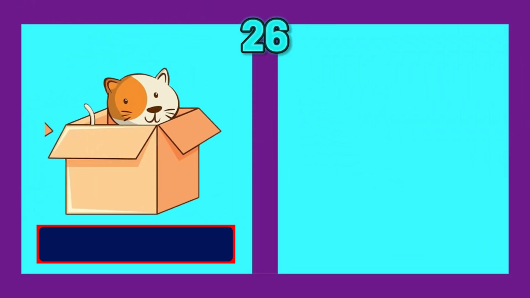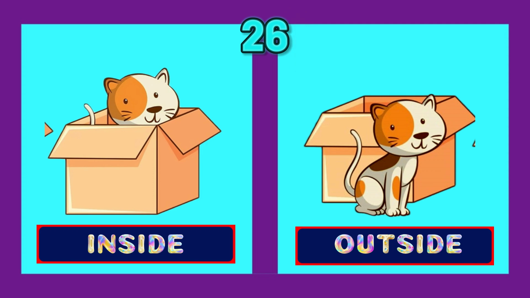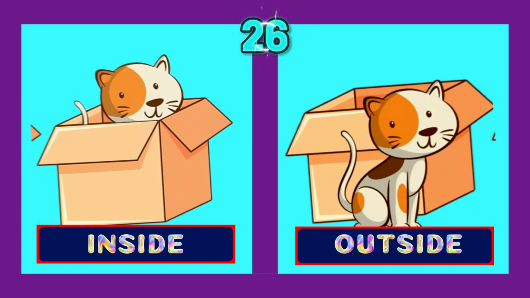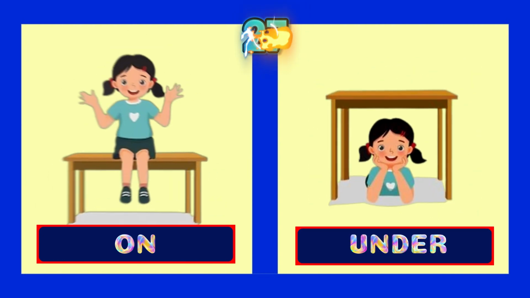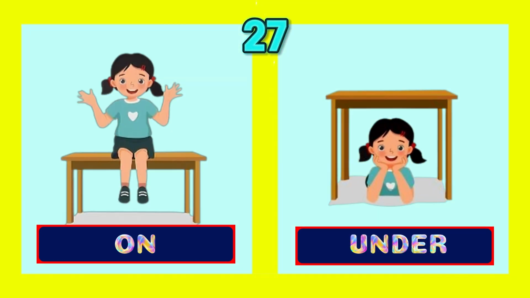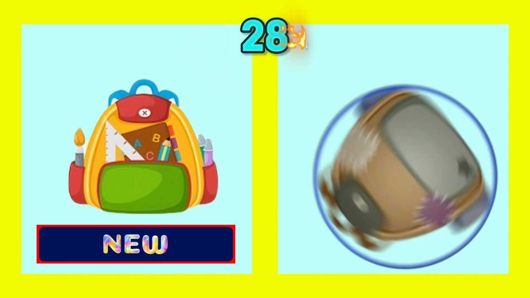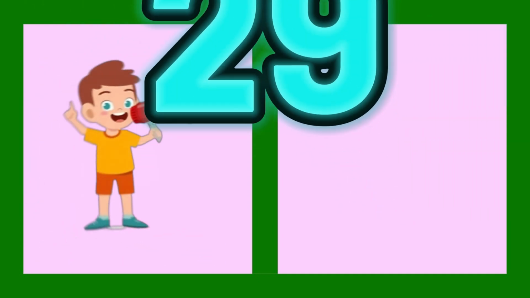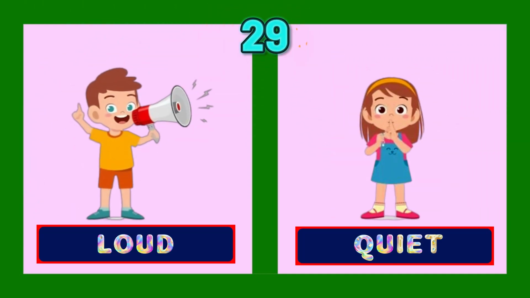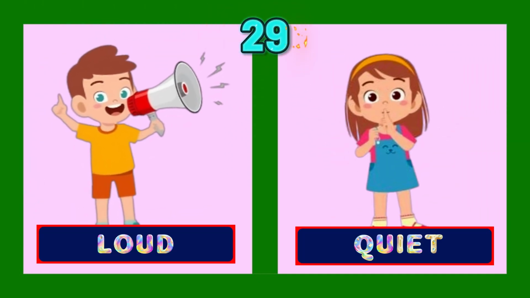Cat is inside the box. Cat is outside the box. Inside. Outside. She is on table. She is under table. On. Under. This is new. This is old. New. Old. He is loud. She is quiet. Loud. Quiet.